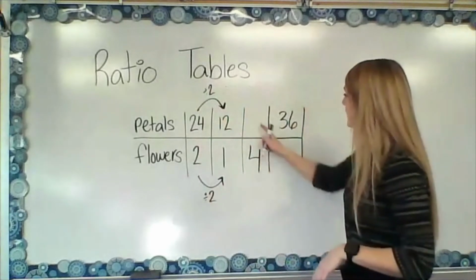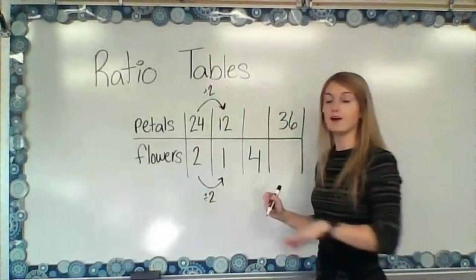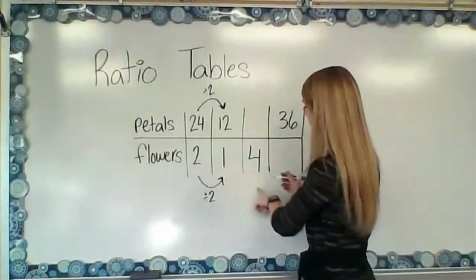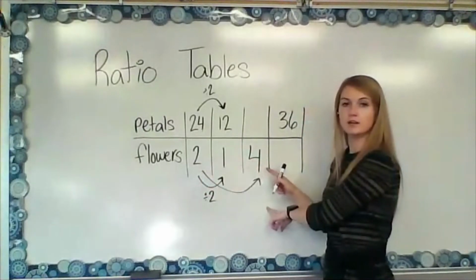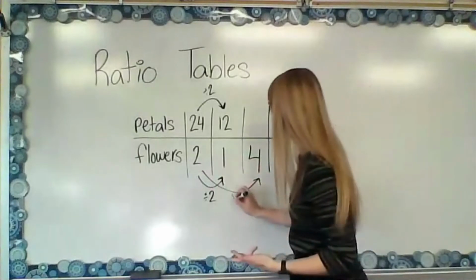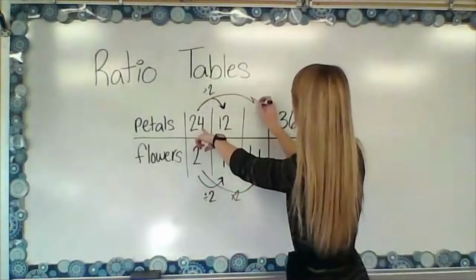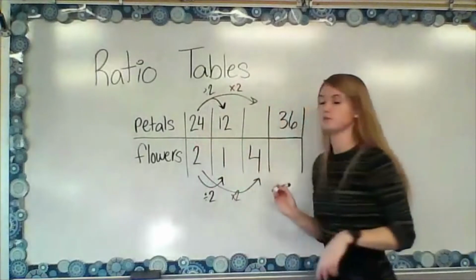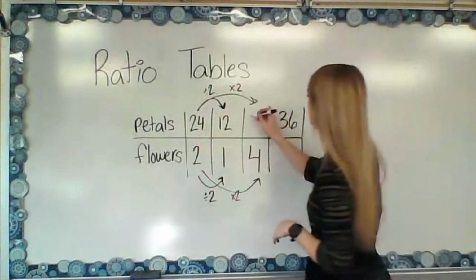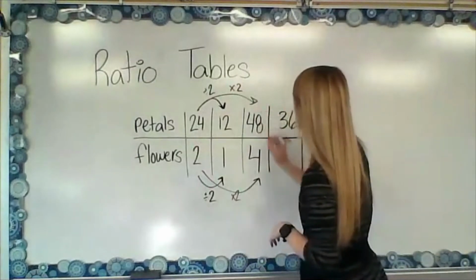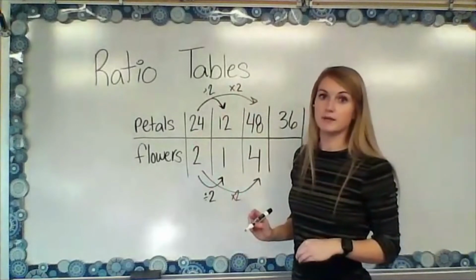Okay? Now we're trying to fill in this box right here. I have to ask myself, how can I go from 2 to 4? How do I get from 2 to 4? Times 2. So what's 24 times 2? 48. So 48 is going to go in this box. Okay, we're doing a few different things, but they're all still going to end up being equivalent.